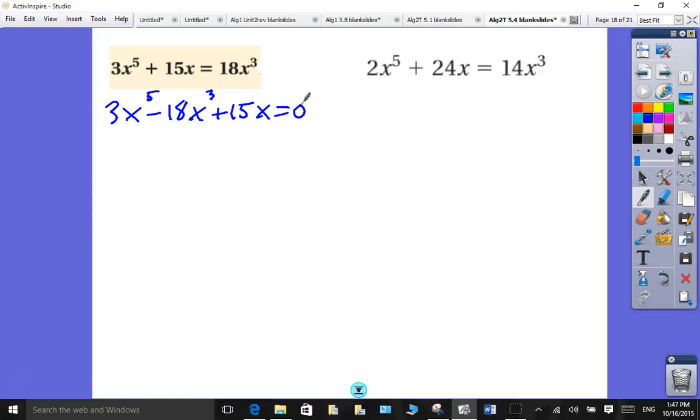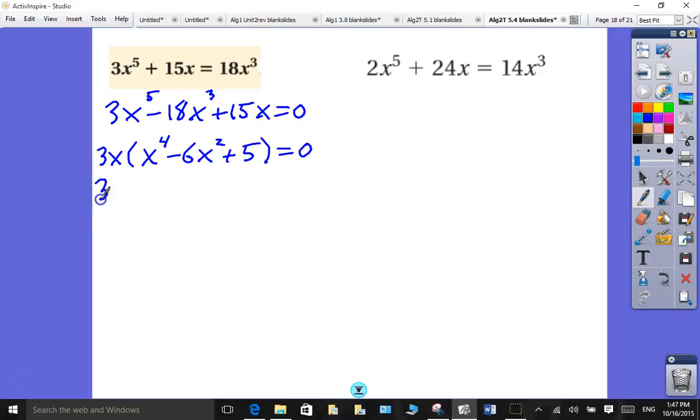Okay, then I can see there's a greatest common factor, which is what? 3x, right? If I factor out a 3x, I get x to the fourth minus 6x squared plus 5. Now what's in the parentheses, the trinomial, that's quadratic type. Fourth power, second power, constant. So we're going to factor it like it's a quadratic. What's the factors of 5 that add up to negative 6? Negative 1, negative 5, right? So it'll look like this.